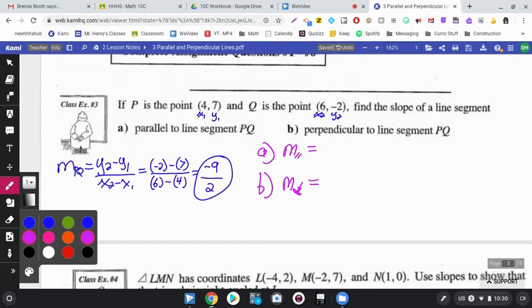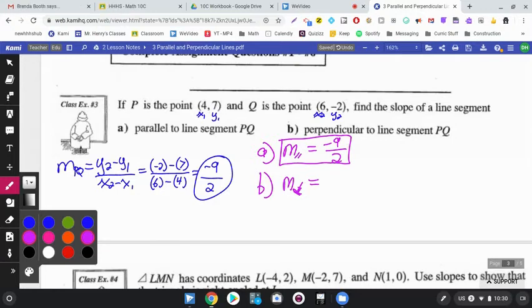One hour later, and we are back. Parallel slope is the easiest question ever. It is the same exact slope. Don't change anything. The slope of the line I'm referring to is -9/2. So a parallel slope would be the same thing.